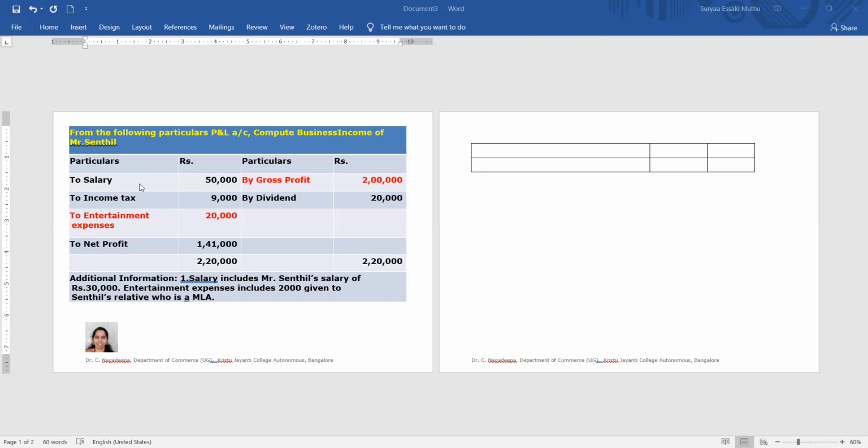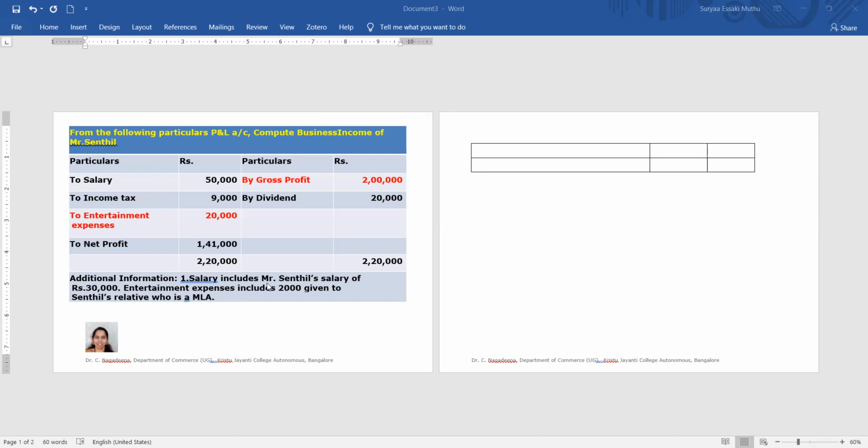If you see salary, which is an admissible expense, you're not going to do anything with this. Income tax is not admissible, it is an inadmissible expense, so you're going to add it. Next is entertainment expenses. In general, there is no adjustment, so it is an admissible expense. But if you see below, there are adjustments in salary also, and in entertainment expenses also.